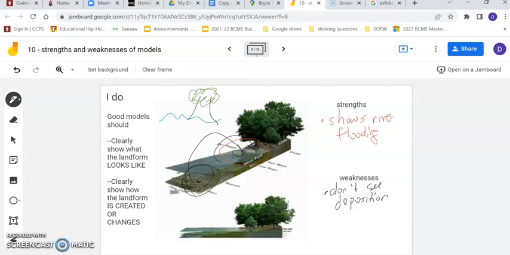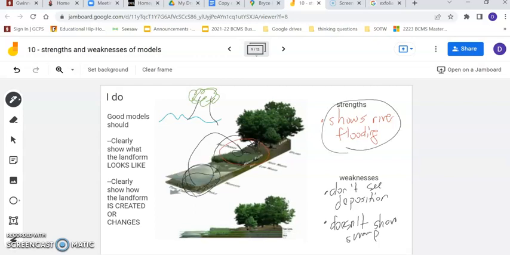The other thing I don't love about this is I can't even really see the landform. Doesn't really show me what a swamp looks like, or at least not what I'm used to seeing. So it does a great job, I think, of showing the main cause of a swamp, but there's a detail in that process that I don't see. And I don't really have a sense of what a swamp looks like.